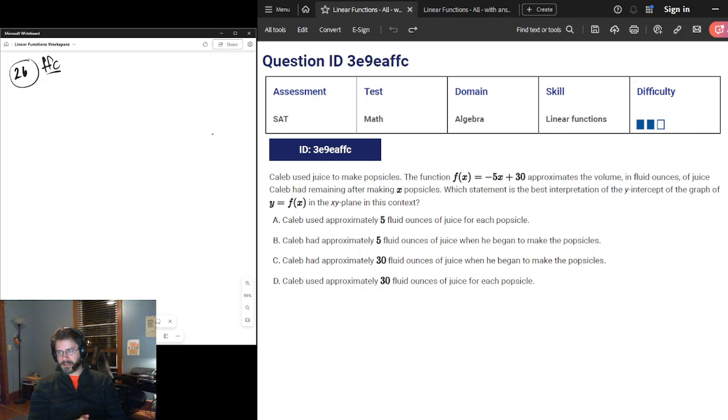They want to know what the y-intercept of the graph is. So the y-intercept is 30. That must be the beginning value. So I'm going to evaluate the answer choices. Even without any of the context, we can still know this. 5 fluid ounces each popsicle. That's a phrase that should evoke slope for us. We want the y-intercept. That's a fixed beginning value, according to our definitions. 5 fluid ounces when he began? No, it's 30 as the y-intercept, not 5. 30 ounces of juice when he began. Yeah, that makes sense. 30 ounces for each popsicle. D doesn't make sense. That's language for slope. So the only one that matches the language and has the right value is C.